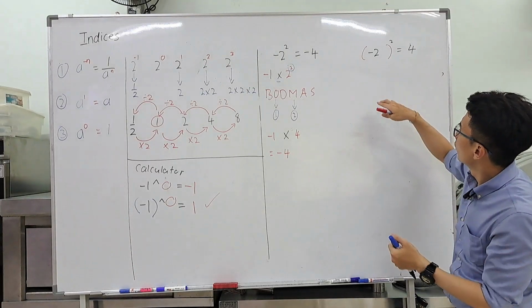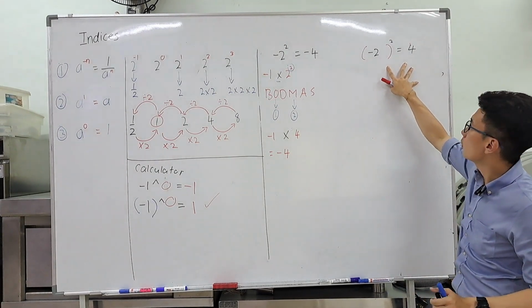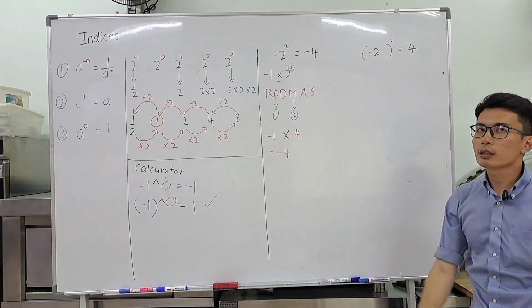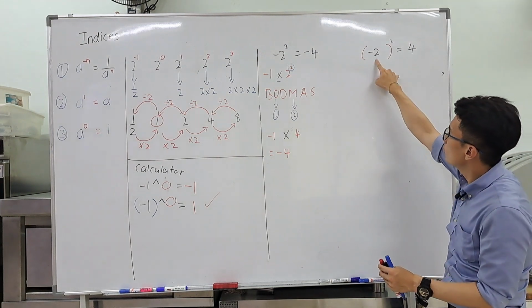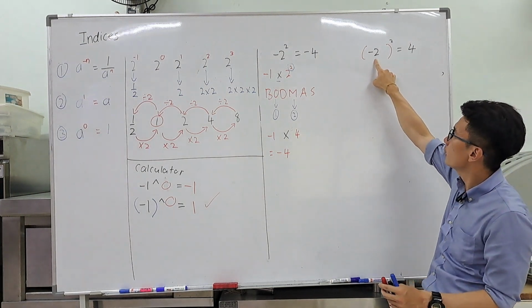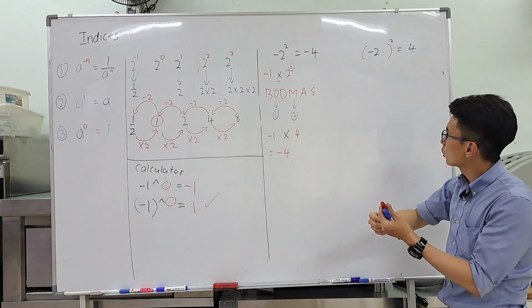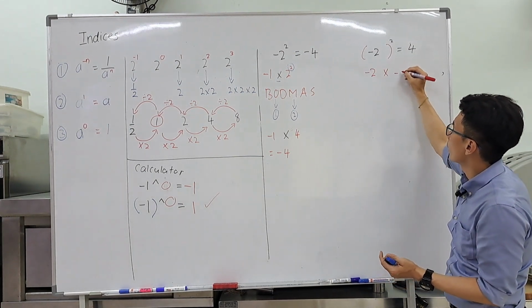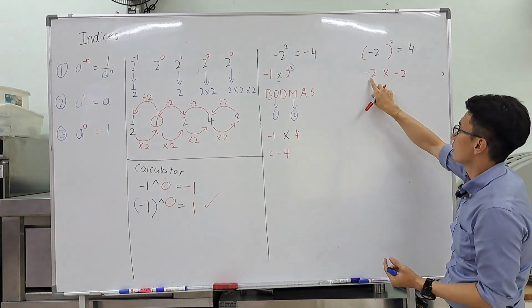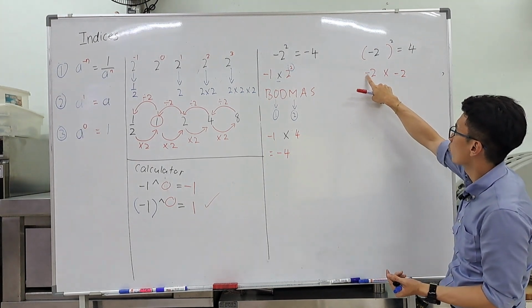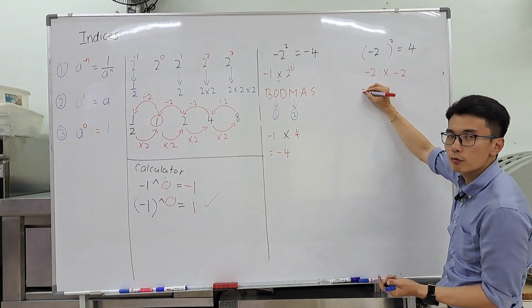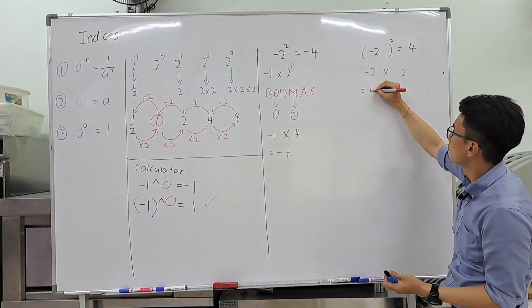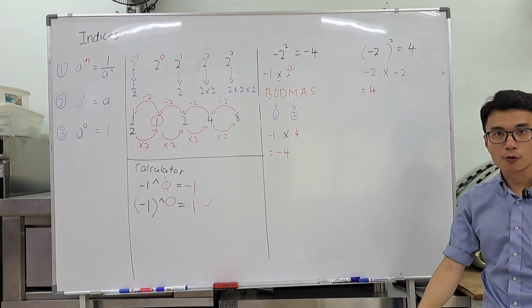Now let's take a look at what happened here. If you put in the bracket, your calculator understands it as: this number, I have to multiply it by itself. So in this case, it will be negative 2 multiplied with negative 2. We have established an understanding here: if we have negative multiplied with negative, I will get a positive, and in this case, a positive 4.